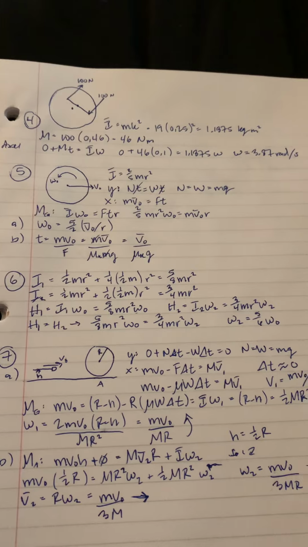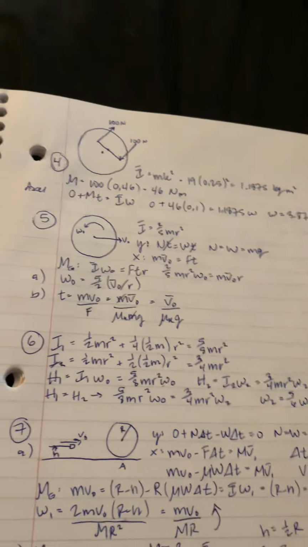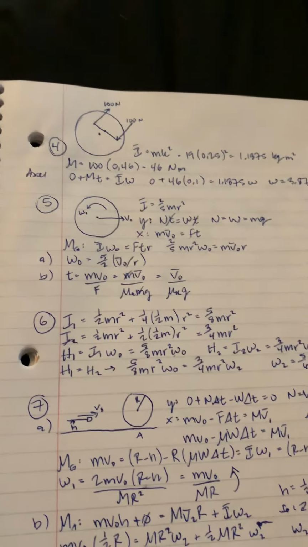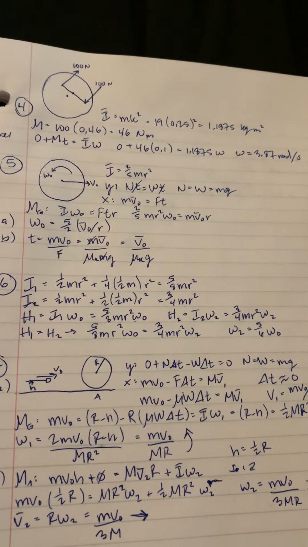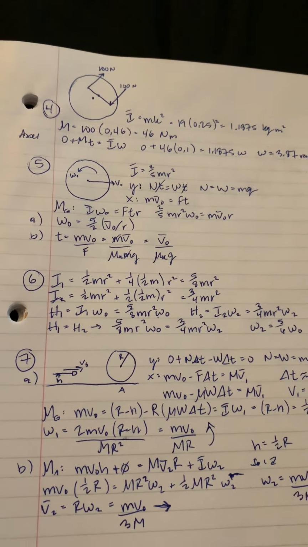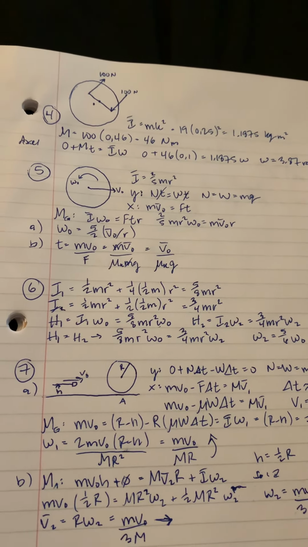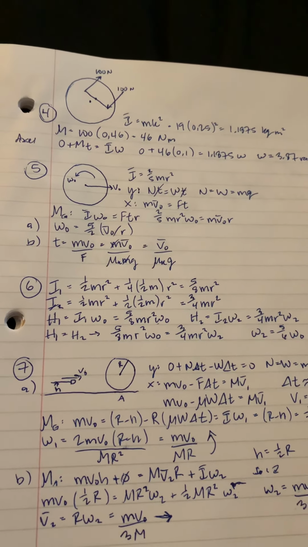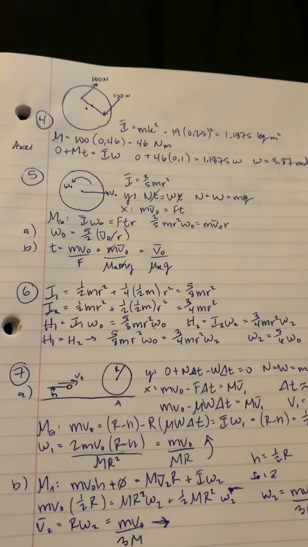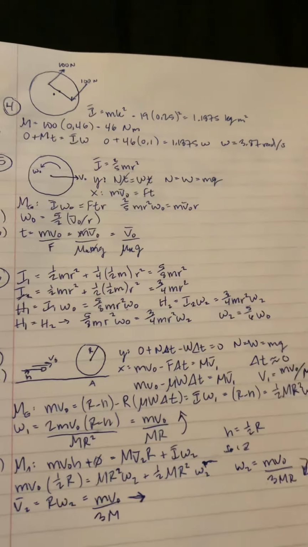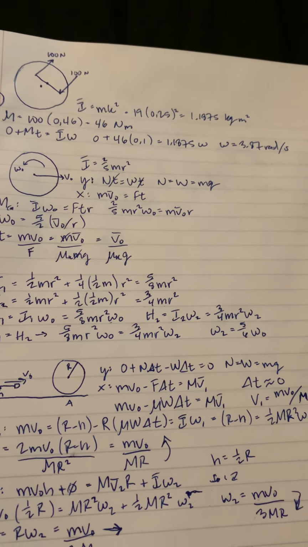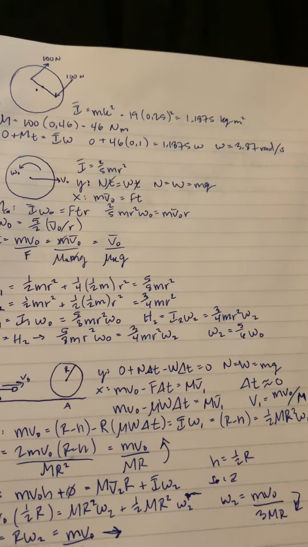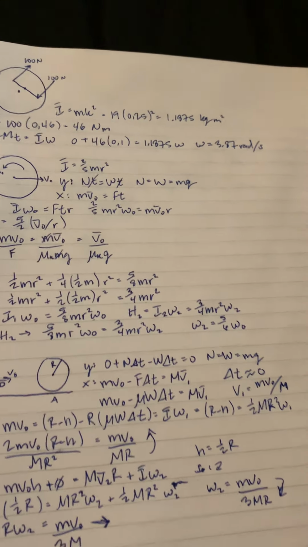Next one here was the tire that had the bar, the tire iron that goes through, and it was off-centered. And so for this one you have I equal mk squared, and we have those values there, and you get M equal 100 times 0.46, which of course is just 46 newton meters. And then you have the moment about the axle, which was 46 times 0.1, and then you divide that by 1.1875, so I got 3.87 radians per second.